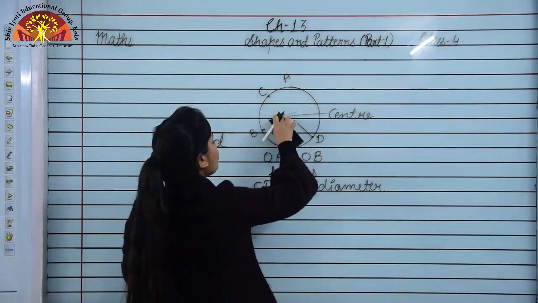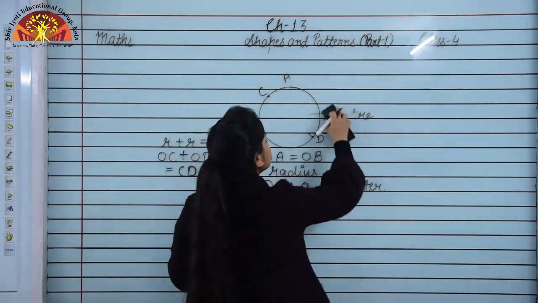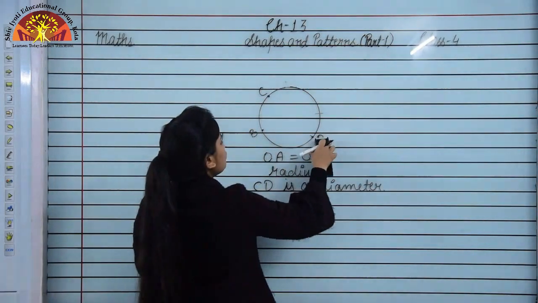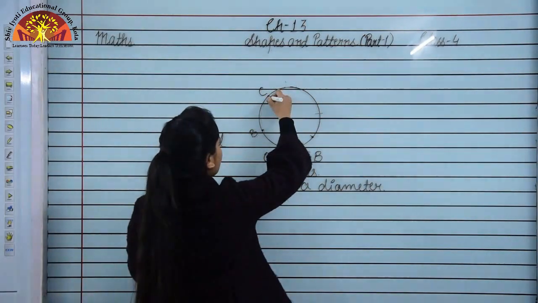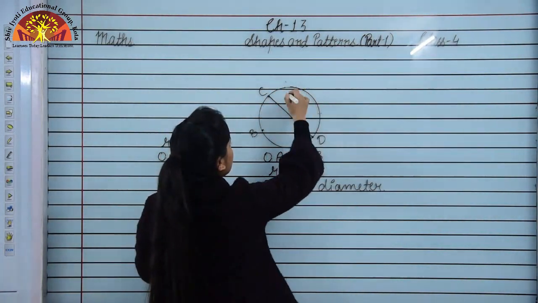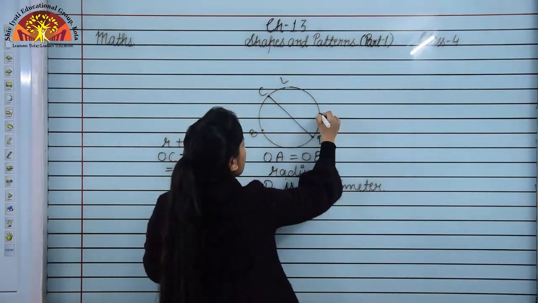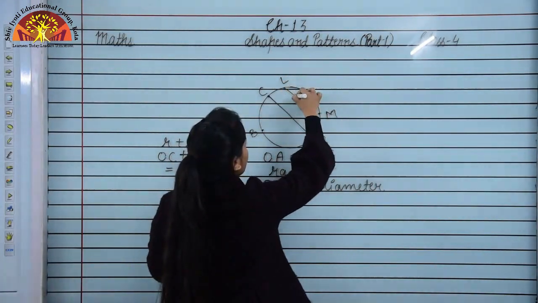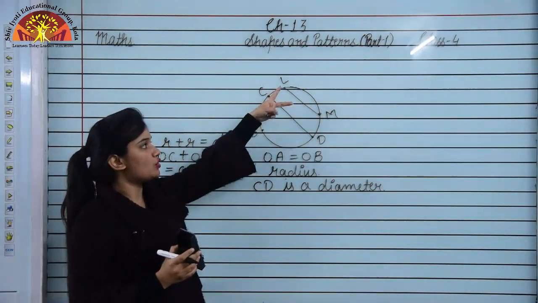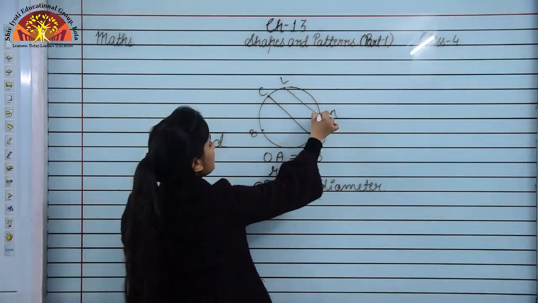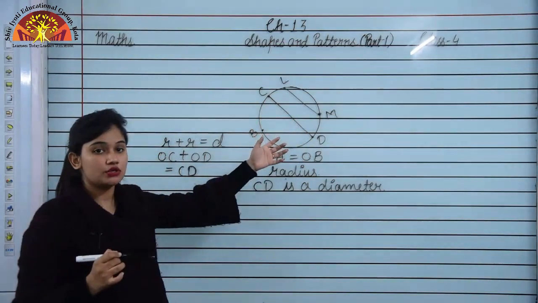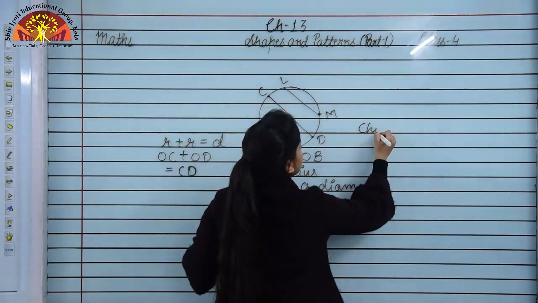If we take 2 points on the circle's boundary, what did I say? We are taking 2 points on the circle's boundary, that is C, D, and next I am taking L, M. If we take 2 points on the circle's boundary, these 2 points make a line segment, that is LM. This line segment is known as a chord of the circle.